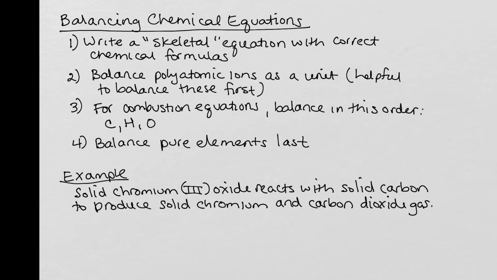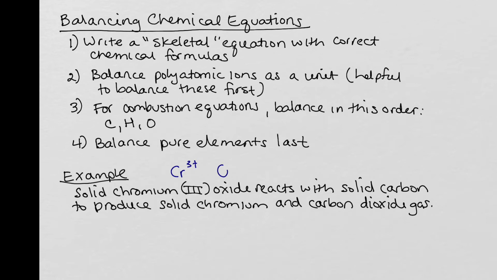So let's jump right into the first example. Solid chromium 3 oxide reacts with solid carbon to produce solid chromium and carbon dioxide gas. So the first step is I need to write chemical formulas for each thing in my chemical reaction. So chromium 3 oxide, this tells me that chromium has a 3 plus charge.